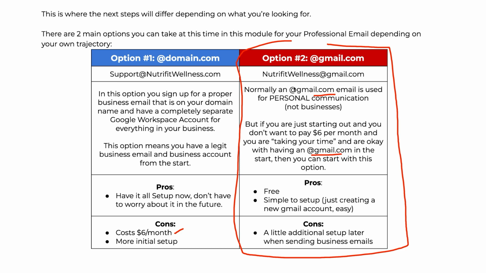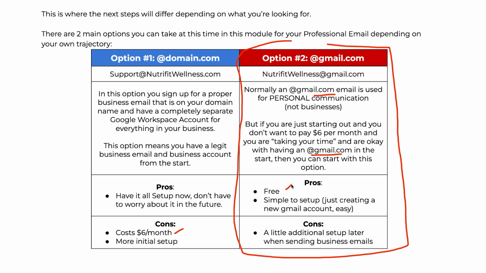Now, we're not talking about using your personal email address, right? So let's say, for example, your name is John Doe, you have johndoe at gmail.com. No. We're not talking about that. We're talking about creating a whole new at gmail.com email address for usage of business. Okay, now the pros of this is that it is free.